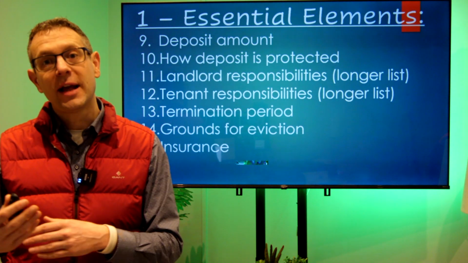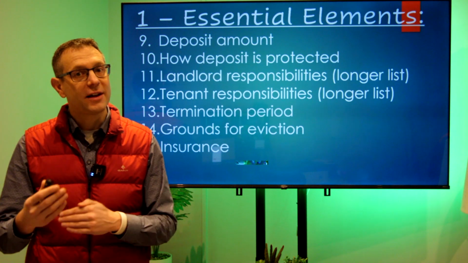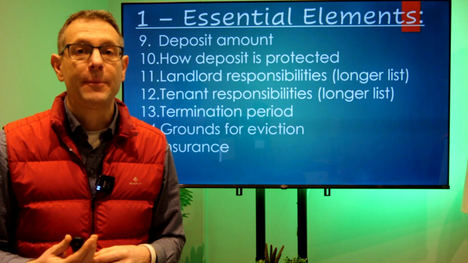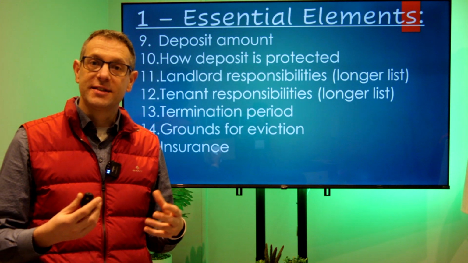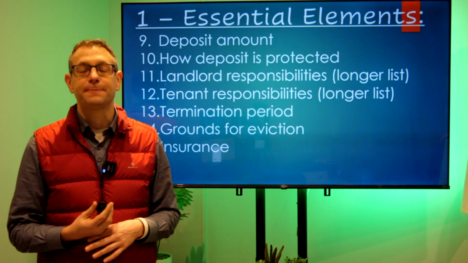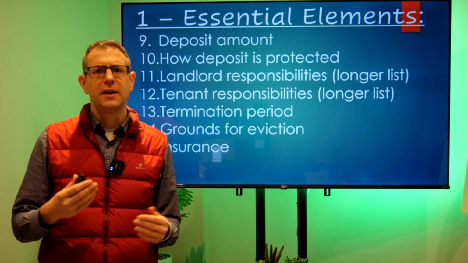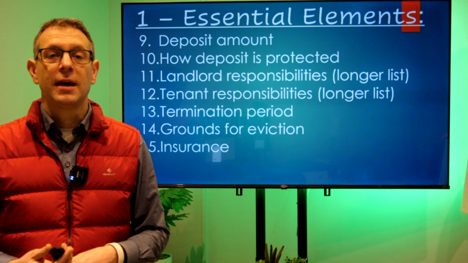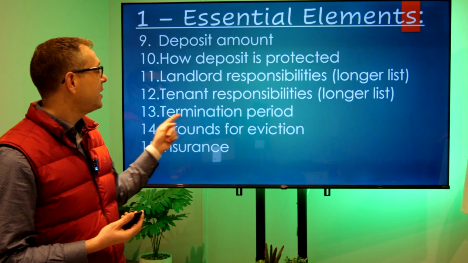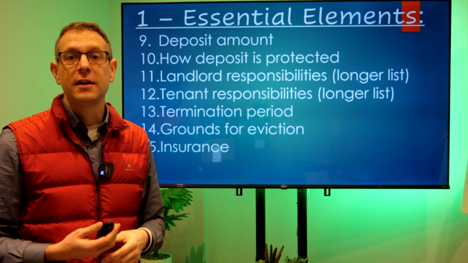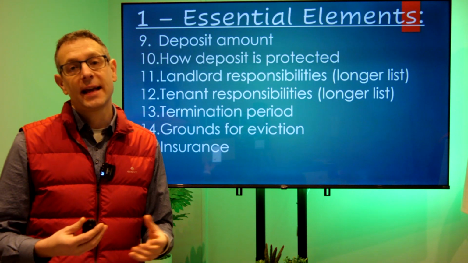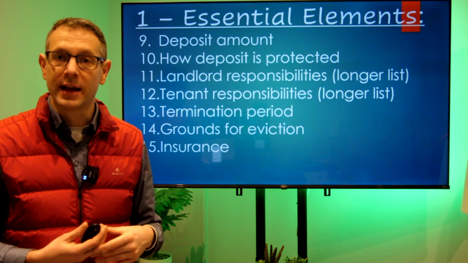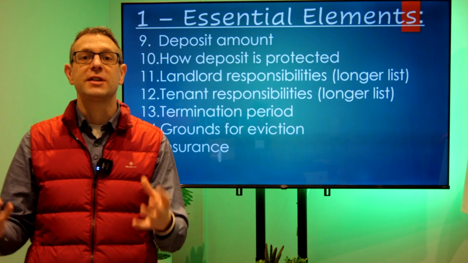You can't sublet the property. You can't carry out a trade in a residential property in typical ASTs. You must not do anything that might annoy your neighbours, so act in a neighbourly and tenant-like manner. So quite a long list for each party, landlord and tenants, to adhere to. Other ones that you might need to include: the termination period, the grounds for eviction, and again, who's going to be responsible for insuring the property. Typically the landlord is responsible for the building and tenants responsible for the contents if it's their contents.